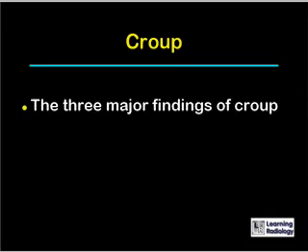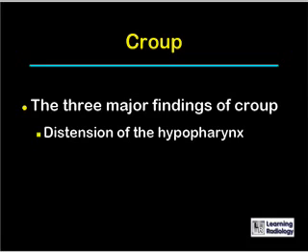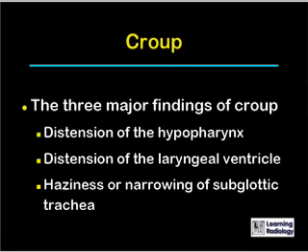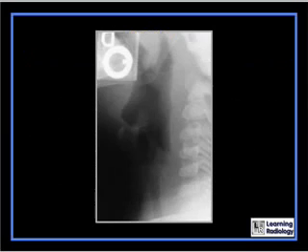The three major findings of croup are distension of the hypopharynx, distension of the laryngeal ventricle, and haziness and/or narrowing of the subglottic trachea.